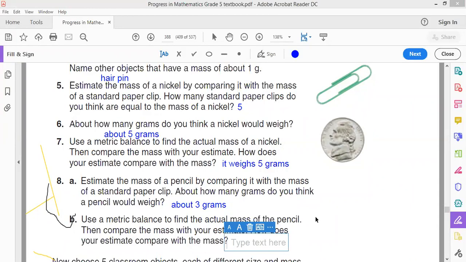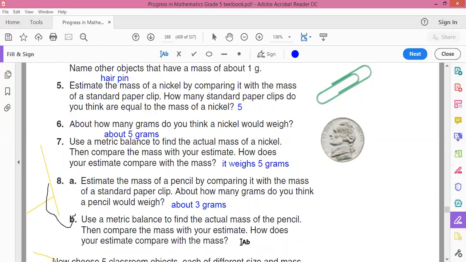Read it again. Use a metric balance to find the actual mass of the pencil. Then compare the mass with your estimate. How does your estimate compare with the mass? Okay, let's say 3 grams.